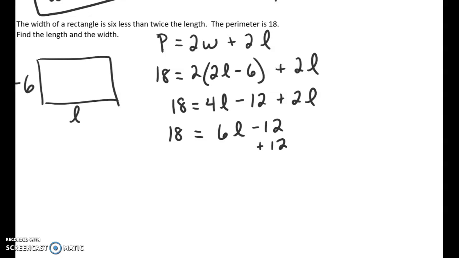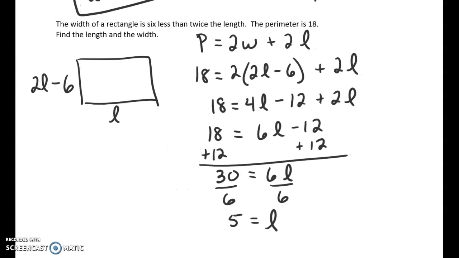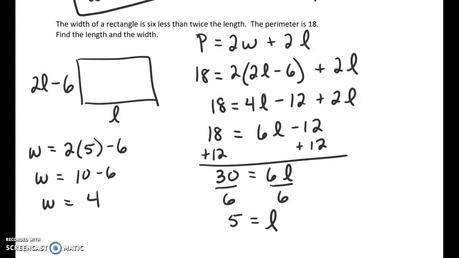Go ahead and add 12 to both sides. So you get 30 equals 6L, and divide by 6. 5 equals the length then. Now, it says the width is twice the length minus 6, so 2 times 5 minus 6. So the width is going to be 10 minus 6, or the width is going to be 4. All right. So there you have your answers right there.